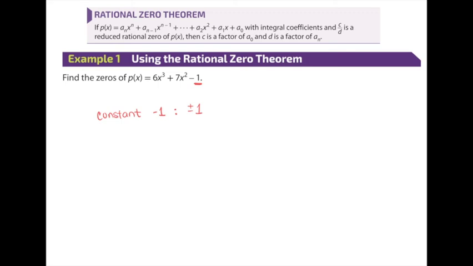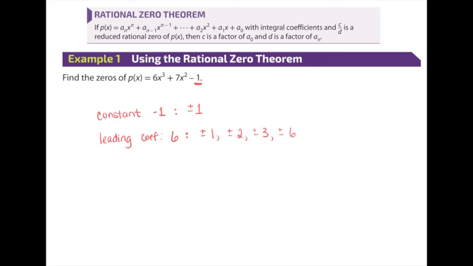That's the factors. Then we're going to look at our leading coefficient. Our leading coefficient is +6. What are my factors of +6? 1 goes into 6, 2 goes into 6, 3 goes into 6, and 6 goes into 6, right? And so you have to consider the positive and negative of every one of those factors, right? Plus and minus 1, plus and minus 2, plus and minus 3, plus and minus 6. Those are my factors of my leading coefficient, all right?